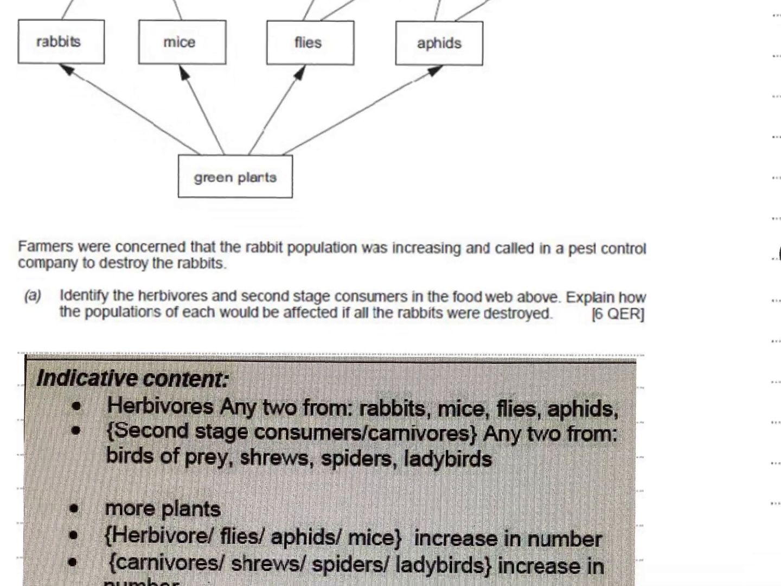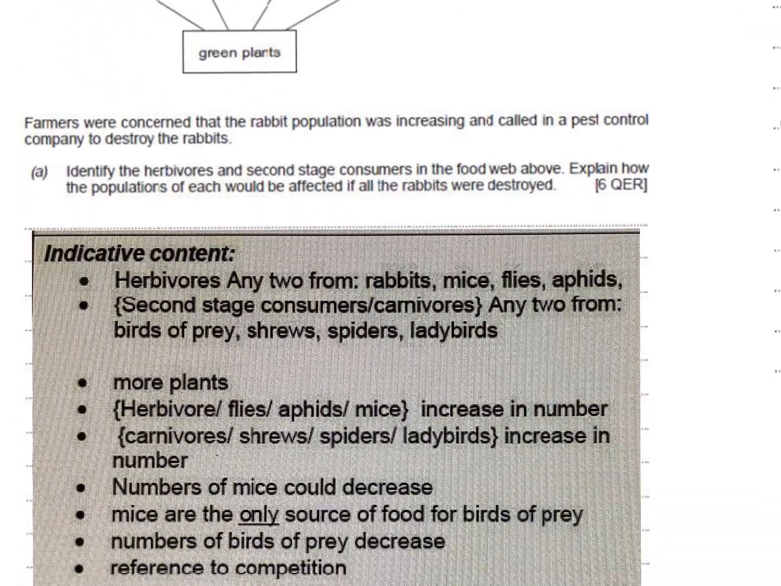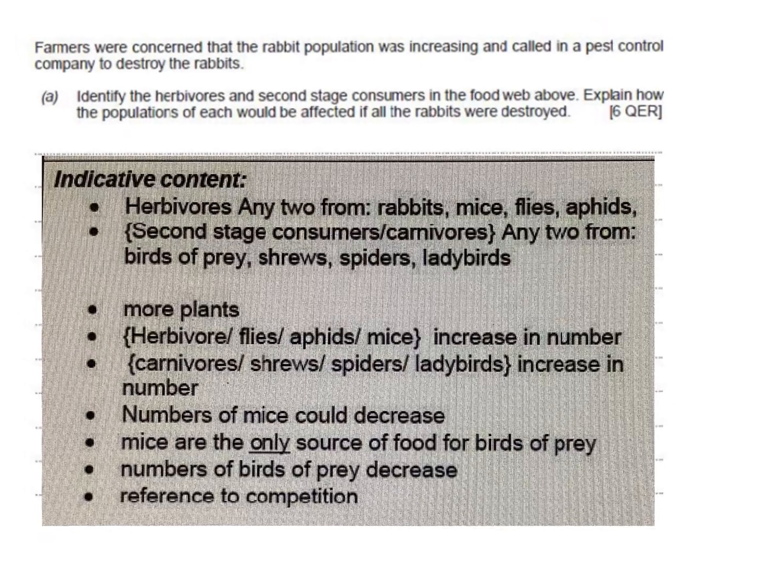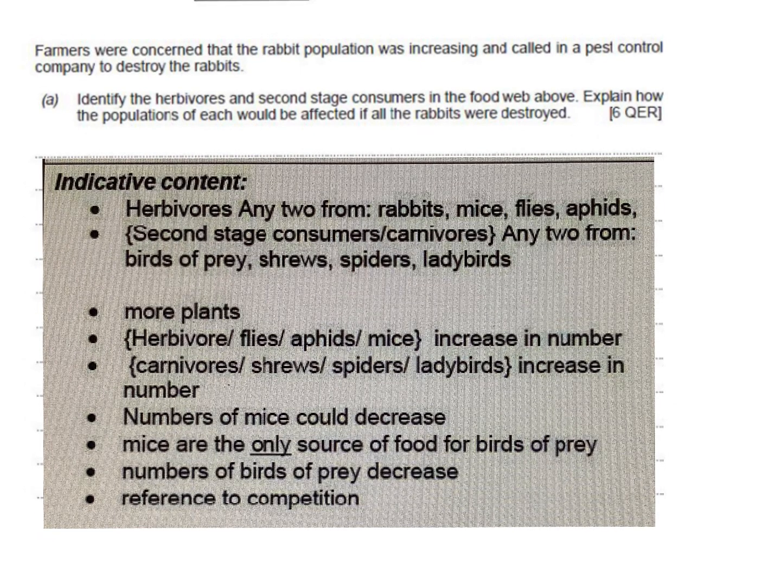We're going to talk about the herbivores and secondary stage consumers first. The herbivores being any 2 from rabbits, mice, flies, or aphids. The second stage consumers, any 2 from birds of prey, shrews, spiders, or ladybirds. Okay, so the first section done. The second, what would happen if the rabbits were destroyed?